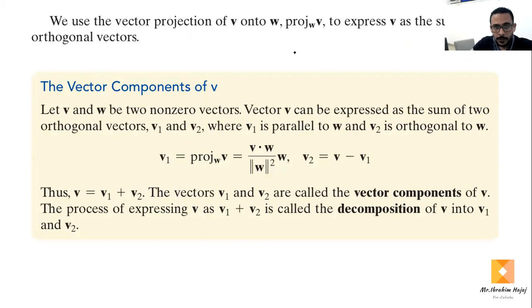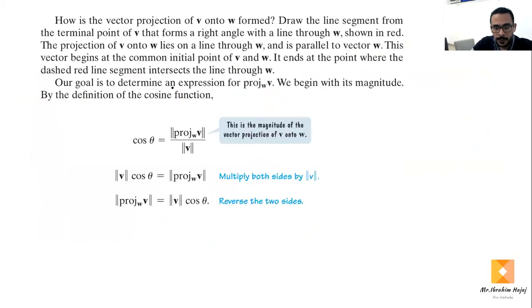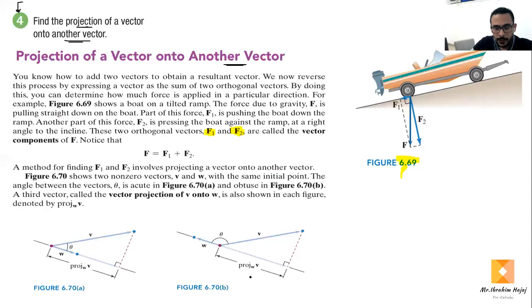Okay, now we use the vector projection of V onto W to express V as a sum of two orthogonal vectors. If you see the graph, we do the projection of V onto W and there is a right angle between them. This is the projection of V onto W, starting from the intersection point between V and W and ending at the dashed line here.